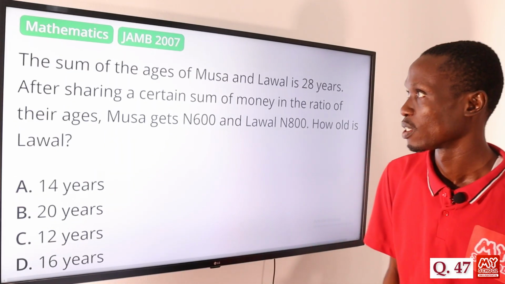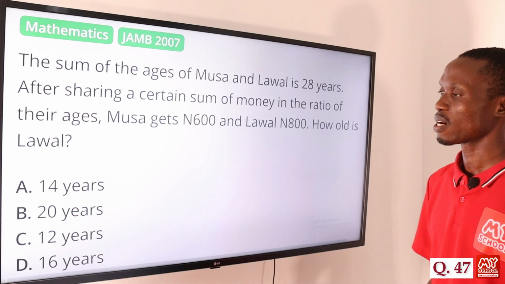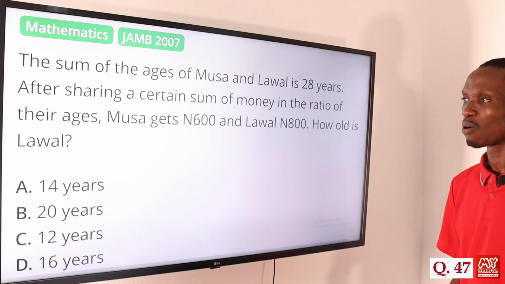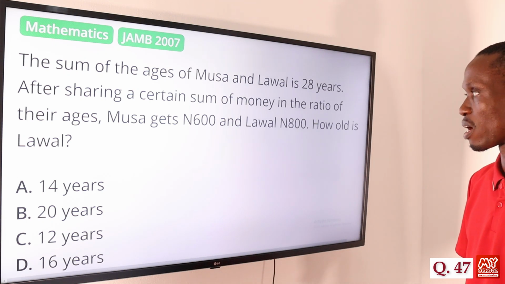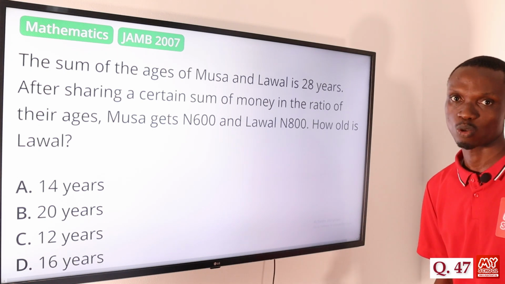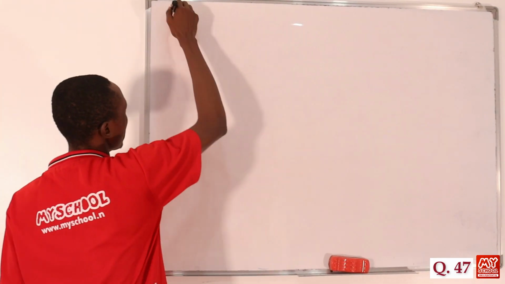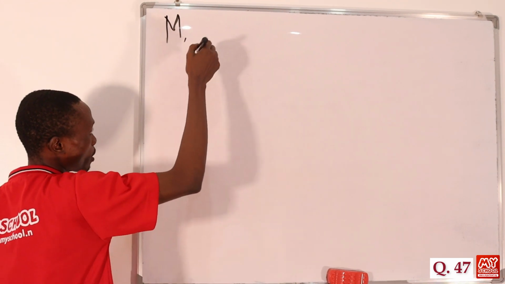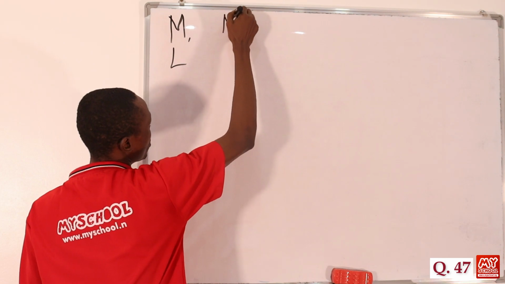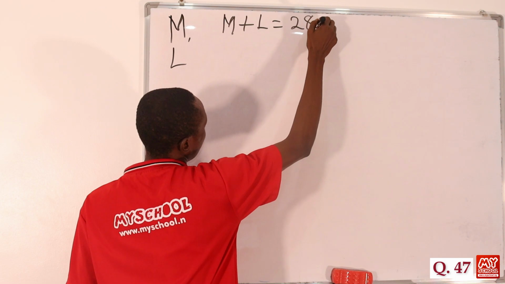Question 47. The sum of the ages of Musa and Lawal is 28 years. After sharing a certain sum of money in the ratio of their ages, Musa gets 600 naira and Lawal gets 800 naira. How old is Lawal? So let's move over to the board to provide the answer to this question. Let M represent the age of Musa and L represent the age of Lawal. So we are told that the sum of their ages, Musa's age plus Lawal's age, is equal to 28 years.